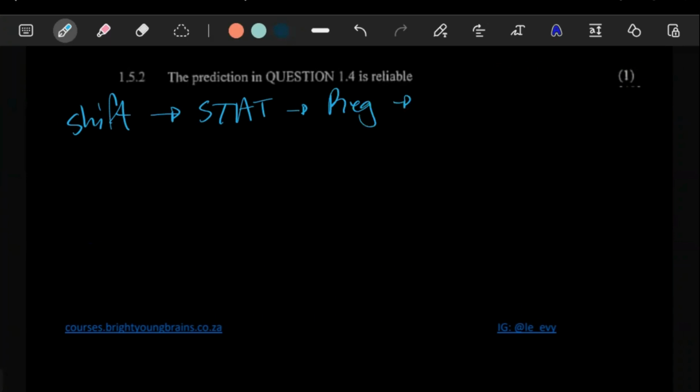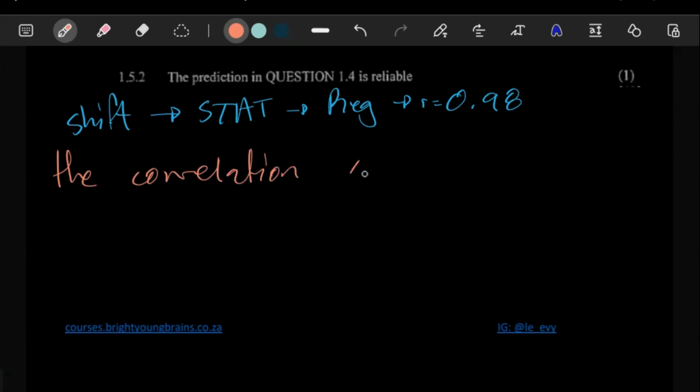Let's see here, 5R is like 3. The correlation coefficient there is like 0.98. So that's quite high, you see. So the value of R here is 0.95. So you can say here, the correlation coefficient is high, therefore the prediction is accurate.